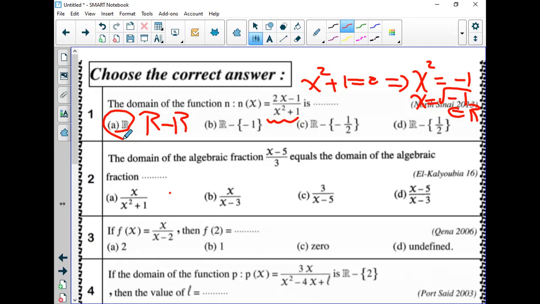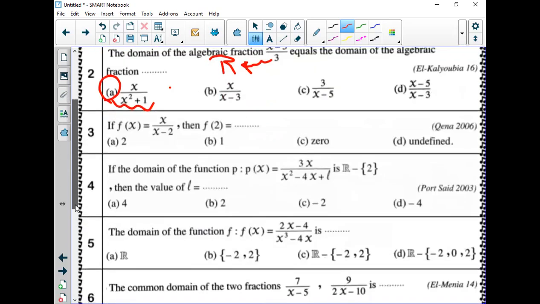Number 2, the domain of the algebraic function x minus 5 over 3 equals the domain of the algebraic function what? Since the denominator is 3, this is a constant. So the domain equals R, and the domain equals R when the denominator equals x power 2 plus 1, like the example. So we choose letter A.